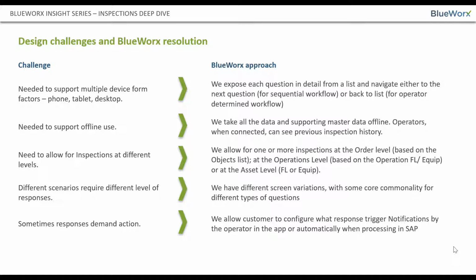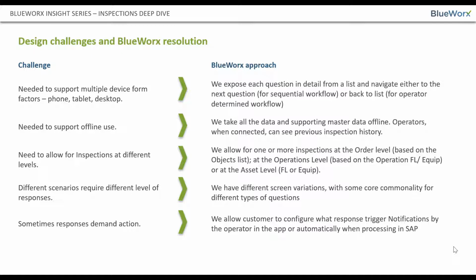We need to allow inspections at different levels. So basically, I'll explain this in some more detail, but we need to be very precise at one end about what an inspection is being derived for, a particular order or object in an order, or an operation within an order. So that's at the more precise level, all the way down to we just may want the user to be able to undertake an inspection at will directly against a functional location or equipment and without having an order. And we support that too.